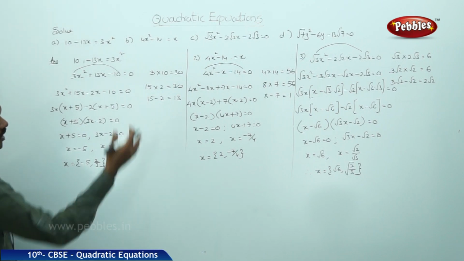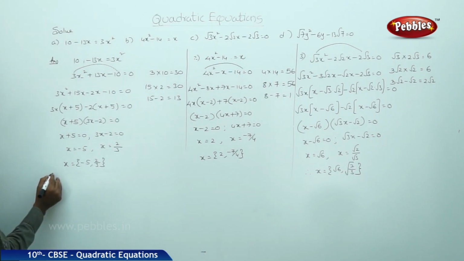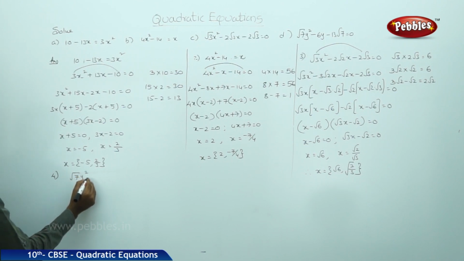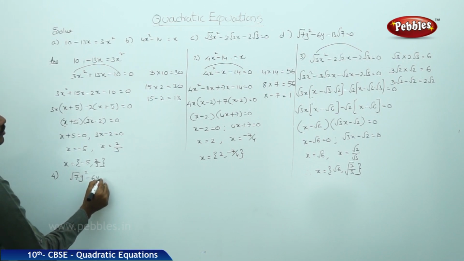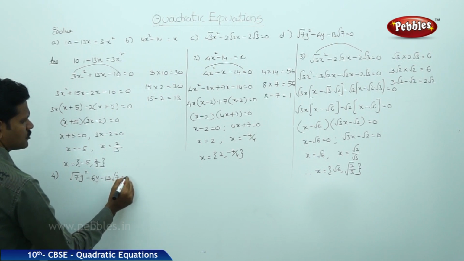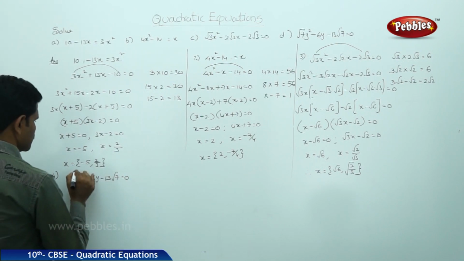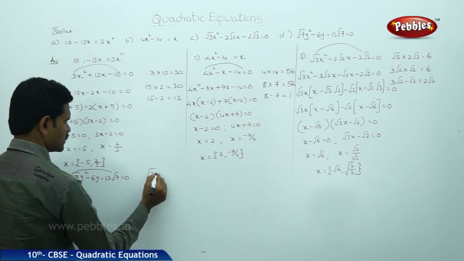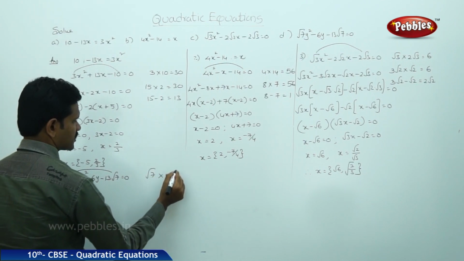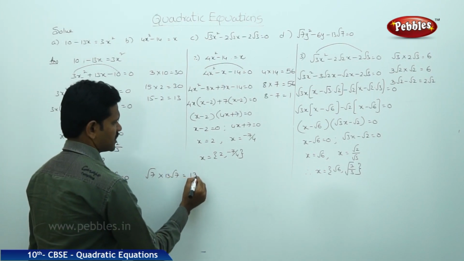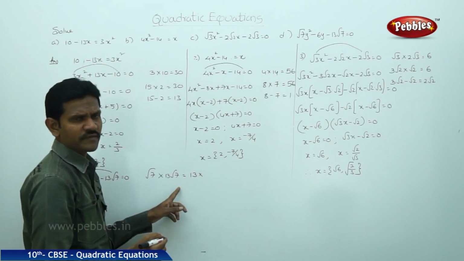Now we'll come to the fourth category question. Fourth question, that is, root 7 y square minus 6y minus 13 root 7 is equal to 0. That is, find out the factors. Root 7 into 13 root 7, that is, 13 into root 7 into root 7, 7.